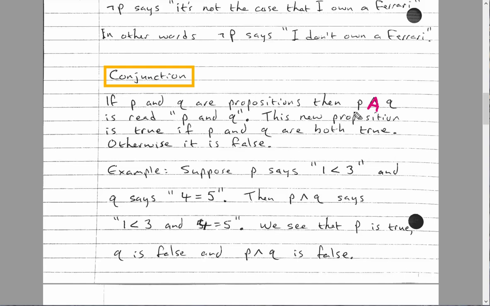Okay, and so is P and Q true or false? Well, it depends on P and Q. It's true if P and Q are both true, otherwise it's false. So this and means P has to be true and Q has to be true for the conjunction to be true. Otherwise it's false.